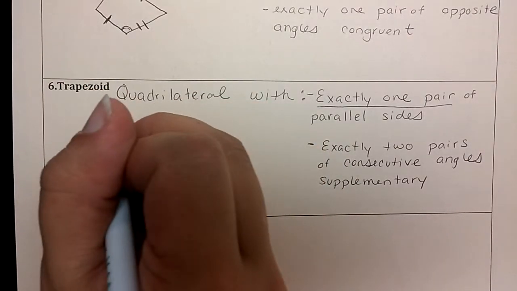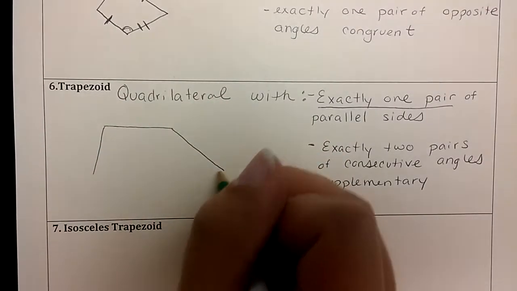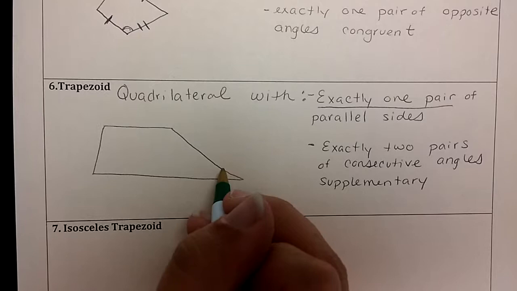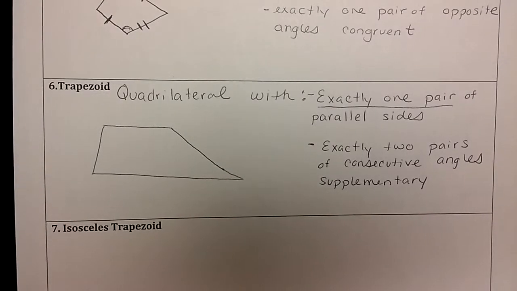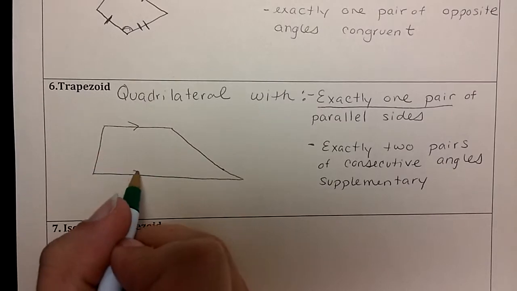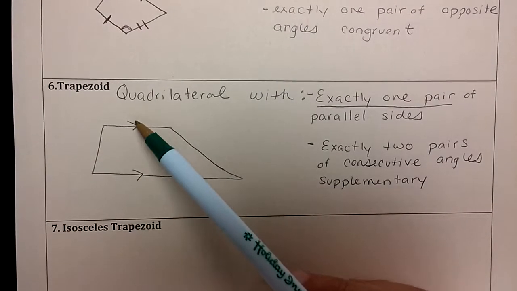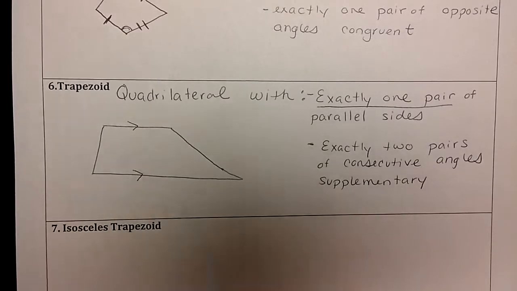So there's a couple ways you'll see a trapezoid. I'm just going to sketch one example here. So if I have a trapezoid, exactly one pair of parallel sides. That means only one set of sides are parallel, not both. In this case, the one I drew, the top and bottom are going to be parallel. They'll never intersect.